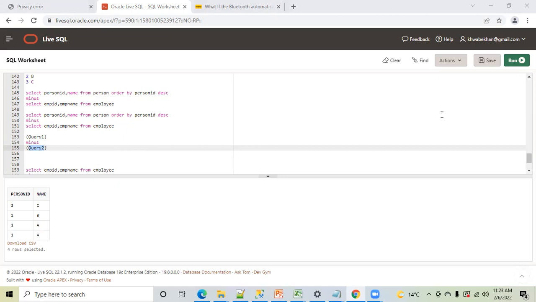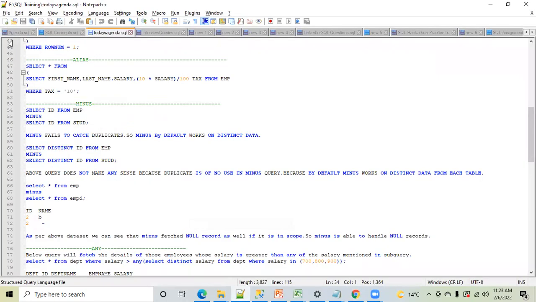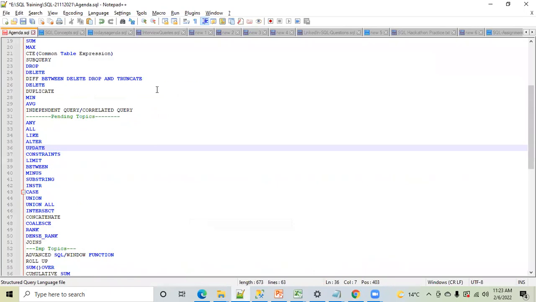What will be the further agenda? After this minus concept, how will we take it ahead? What topics are left out? Many topics are left out.